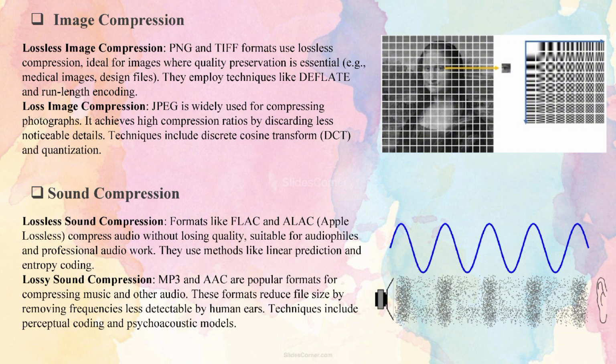JPEG is widely used for image compression and achieves high compression ratios by discarding less noticeable details. Techniques include the discrete cosine transform, DCT, and quantization.